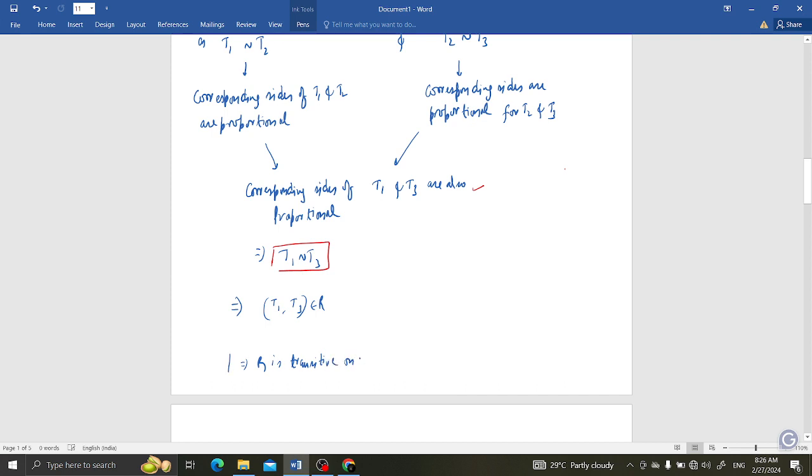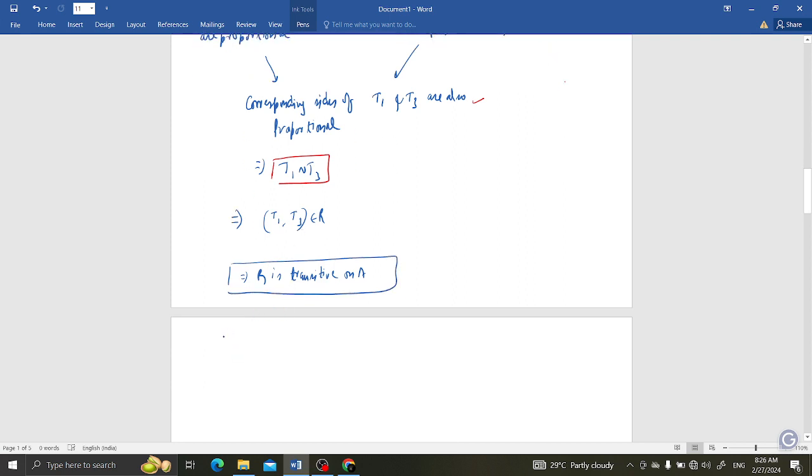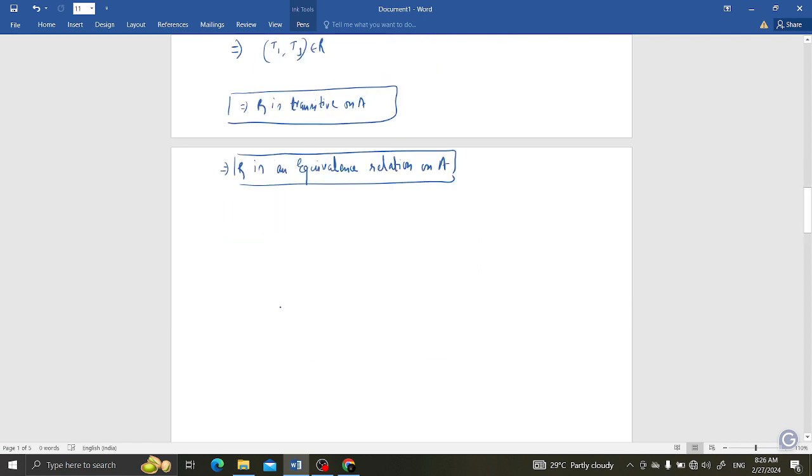on A. So what does it imply? R is an equivalence relation on A. R is an equivalence relation on A. Okay, done.